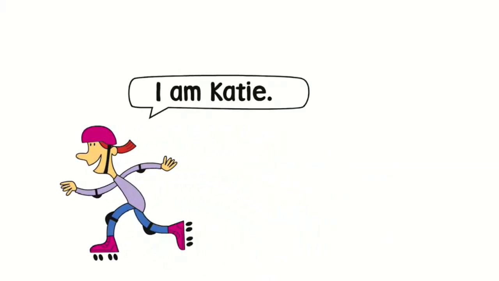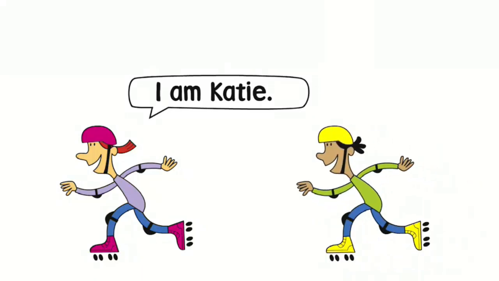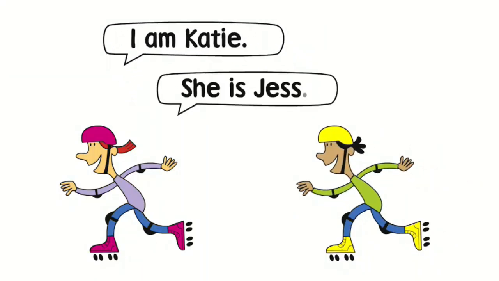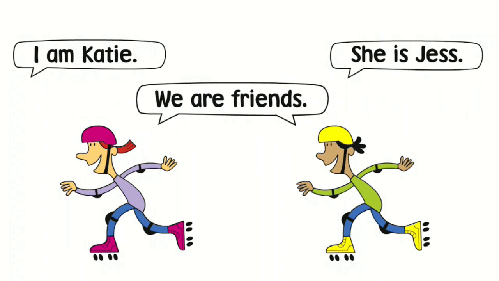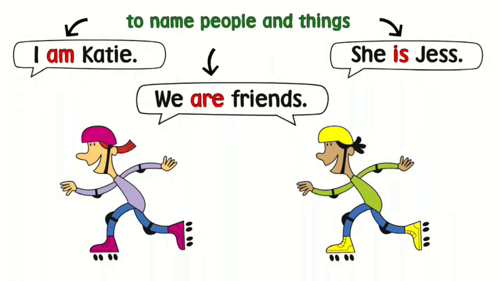I am Katie. She is Jess. We are friends. The positive forms of be are am, is, are. We use be to name people and things.